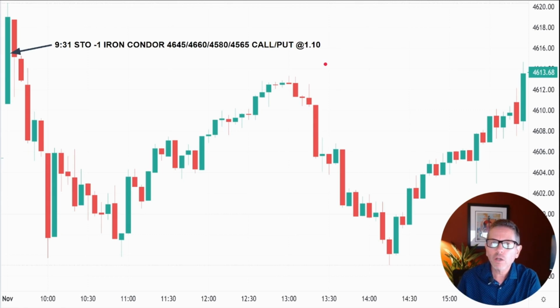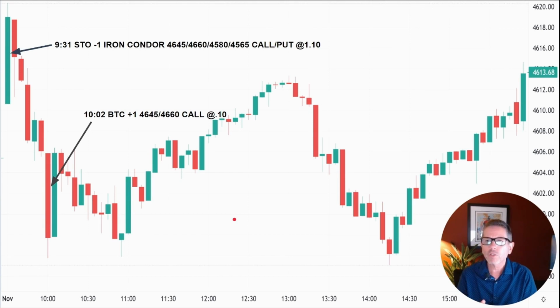The market, you can see here, right after I put that trade on, it went down pretty aggressively. When I put on that 0DTE trade, I always put on a close trade to make sure that when the market does its thing, it's going to close out my trade and I don't have to worry about it.